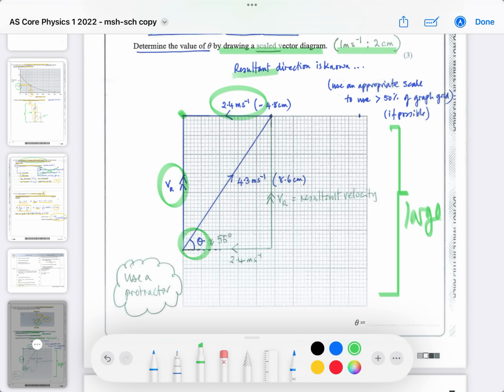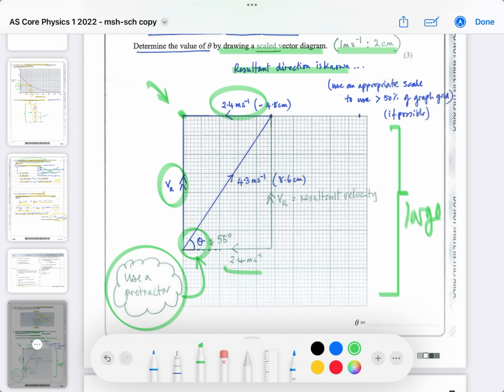So the resultant direction is known, as I said. So we know we want to get to the other side. So this is the finishing point. And then once you've got the scale done properly, you can then use a protractor to measure that angle. And make sure, Devon, you give it to the correct horizontal, for example, or to the direction of the water flow, because remember the water flow is this way, so you can say the direction of the boat is 55 degrees to the current of the water.